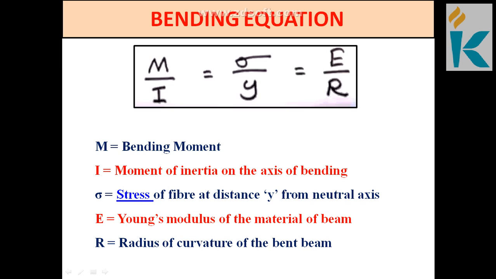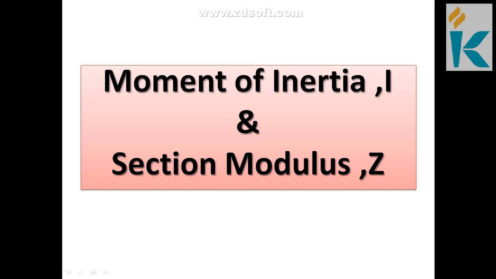So this is the bending equation: M by I equal to sigma by y equal to E by R. The terms are: M is the bending moment, I is the moment of inertia about the axis of bending, sigma is the stress, y is the distance from the neutral axis to the extreme end of the material, E is the Young's modulus, and R is the radius of curvature of the beam that is going to be bent.